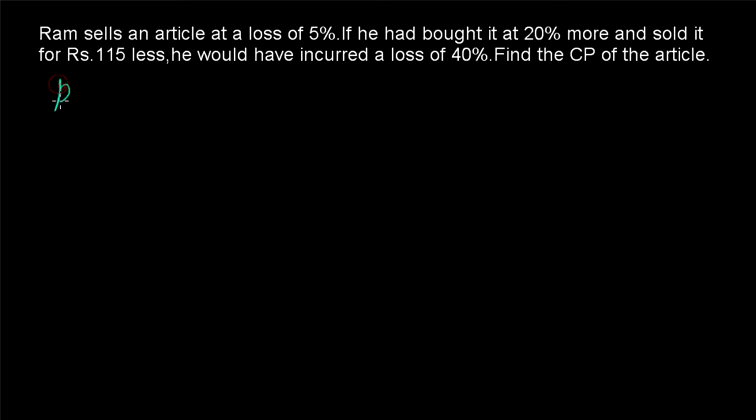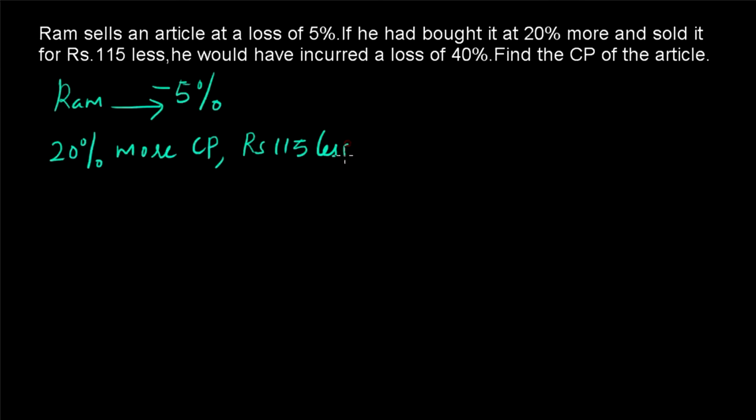So Ram is selling the article at a loss of 5%. Suppose that he is buying it at 20% more, so the cost price is 20% more, and he is selling at rupees 115 less. Then he would have incurred a loss of 40%.